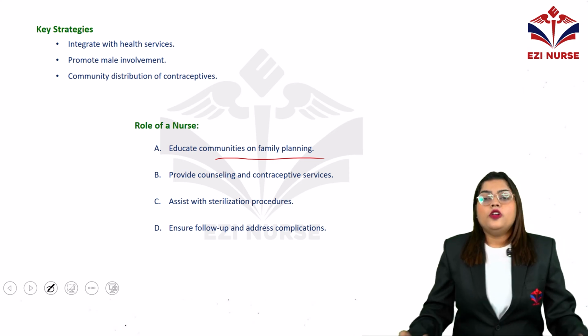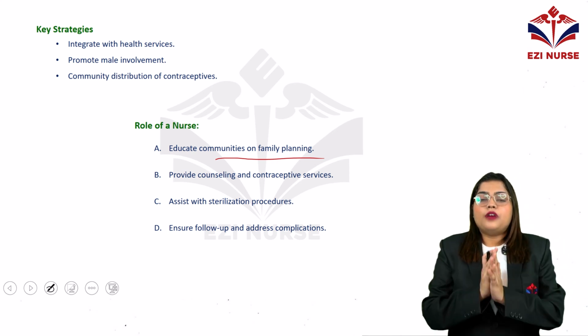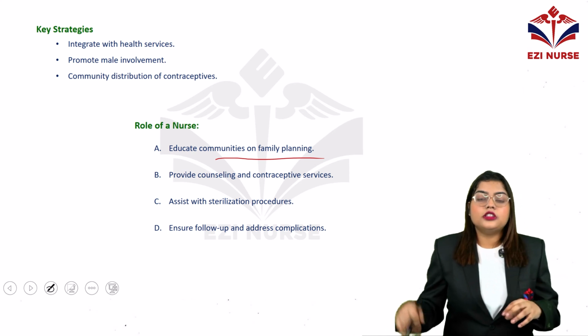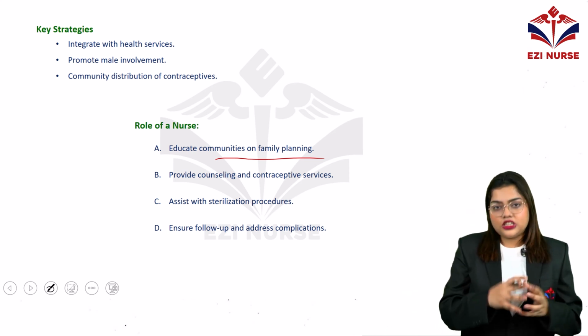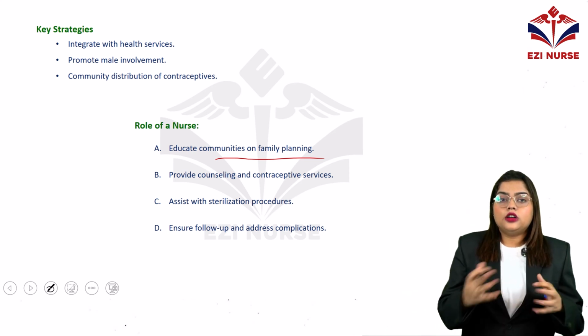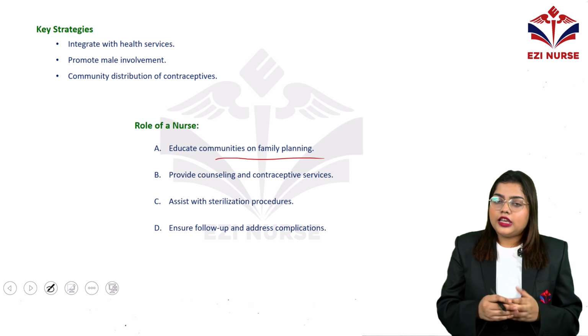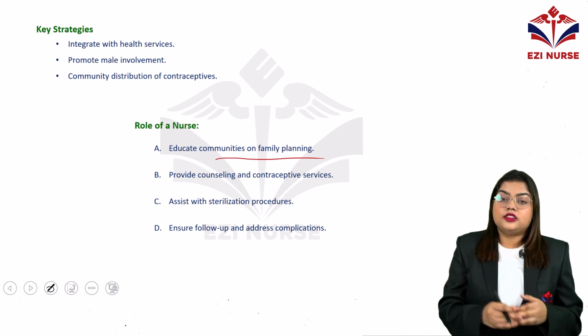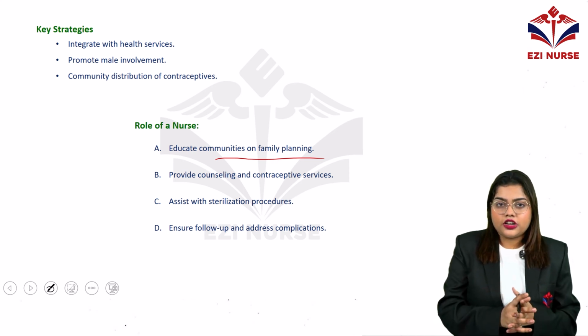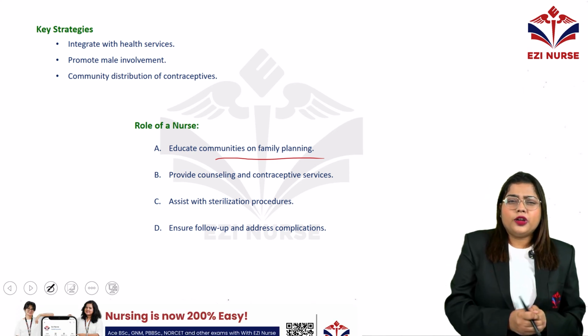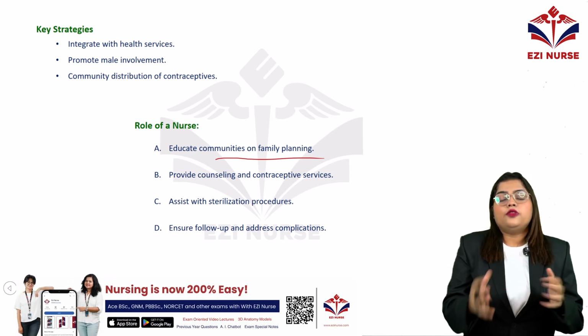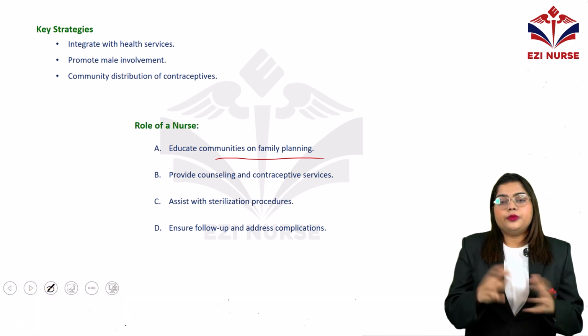So this is all about the family welfare program. All I have discussed, try to remember the most important national health programs, like HIV, AIDS, then tuberculosis and all. Others are also important, but they are less important. If you read those also, you will be able to remember.